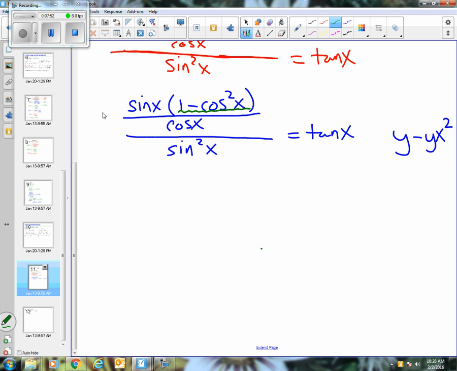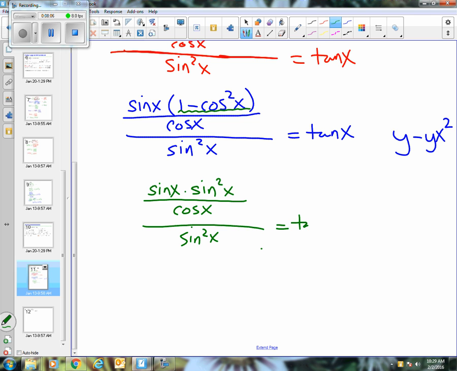So we have sine of x. I'm probably showing a little bit more work than some of you would. I'm going to replace 1 minus cosine squared with sine squared over cosine of x, and then all over sine squared of x. So many different ways that you can proceed in terms of simplifying here, but I'm just going to kind of go the long way. All right, so when I look at that, I have sine to the first times sine squared. That would be sine to the third over cosine, all divided by sine squared of x.